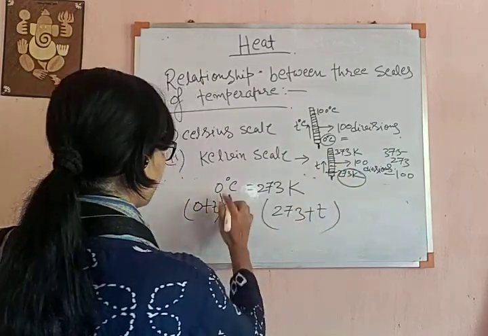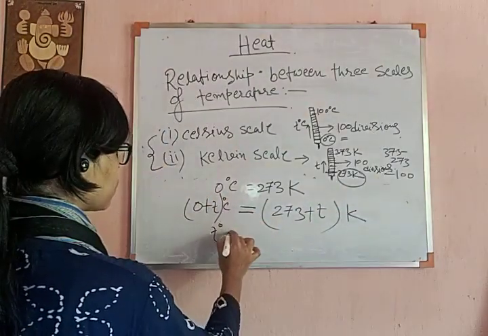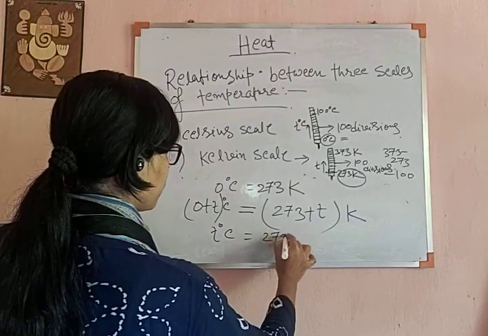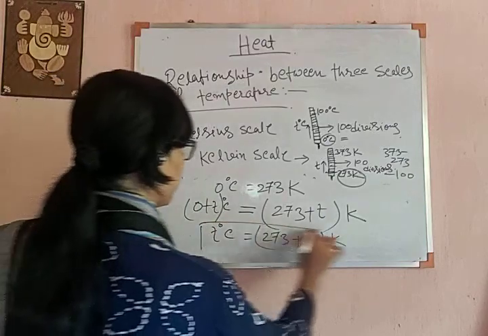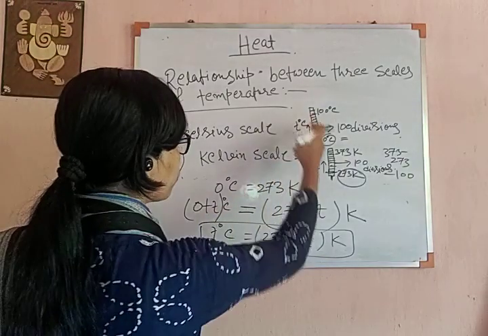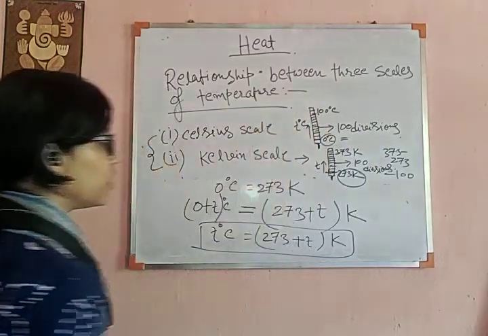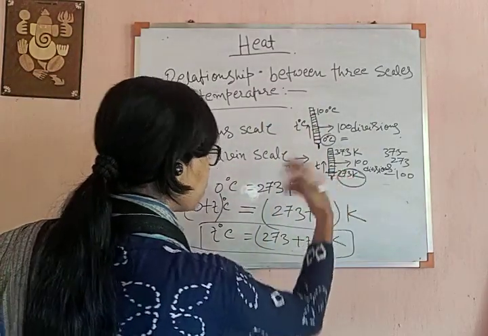So it is in Kelvin. Now correlating these two, T degrees Celsius becomes 273 plus T Kelvin. This is the relationship between Celsius scale and Kelvin scale. That is, when you increase the temperature by T, you add it to both: 0 plus T in Celsius scale, and in Kelvin scale the initial 273 plus T.